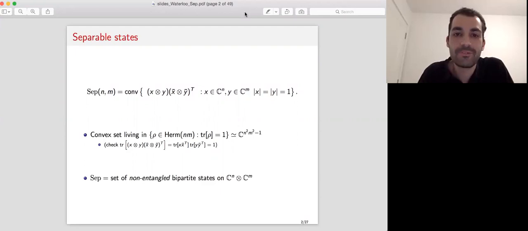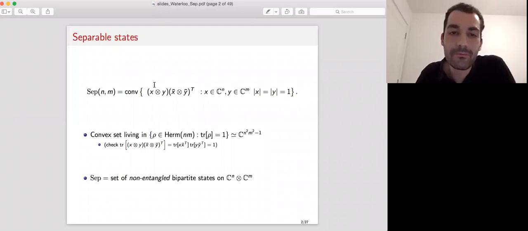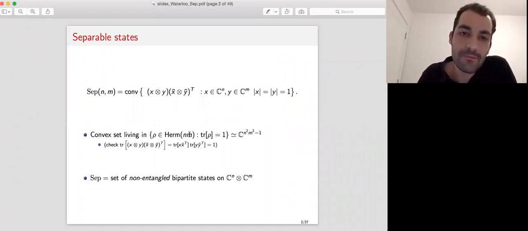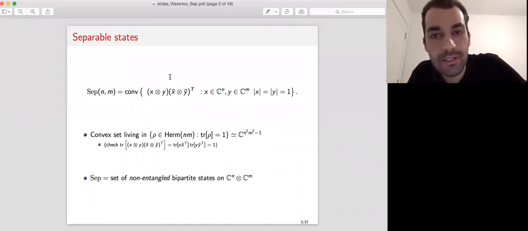So let me define what this convex set is. The definition is kind of complicated if you haven't seen it before, so let me try to dissect it a bit. It's a convex set that lives in the space of Hermitian matrices of size n times m. It's defined as follows. You take two vectors x in C^n and y in C^m, and you form the tensor product of these two vectors. This gives you a new vector of size n times m.